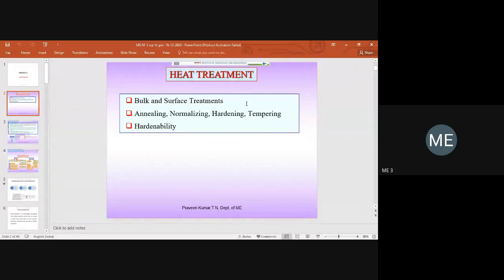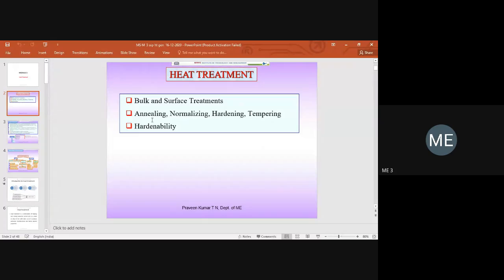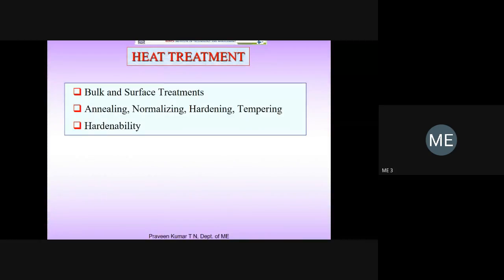There are two types of heat treatment. One is referred to as bulk heat treatment, and one more is the surface heat treatment. What we discussed yesterday, that is annealing operation, normalizing operation, hardening operation, and tempering operation, all those things will come under the bulk heat treatment process. The bulk heat treatment process means the total volume of the material is heat treated.